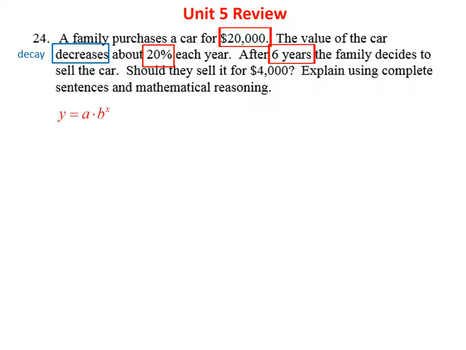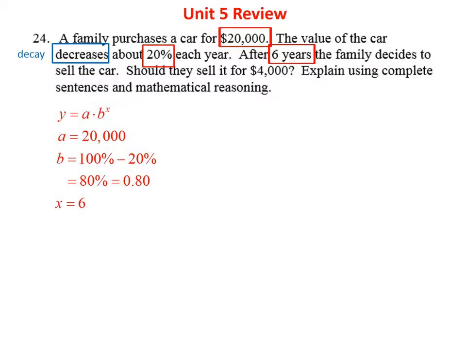Well, our function for an exponential function is y equals a times b to the x power. In this case, we're beginning with 20,000. Our growth rate, or in this case, our decay rate, is going to be 100% minus 20%. In other words, they lose 20% each year. So at the end of the year, their car is only worth 80% of what it started, 100% minus 20%, or the factor b will be 0.8.